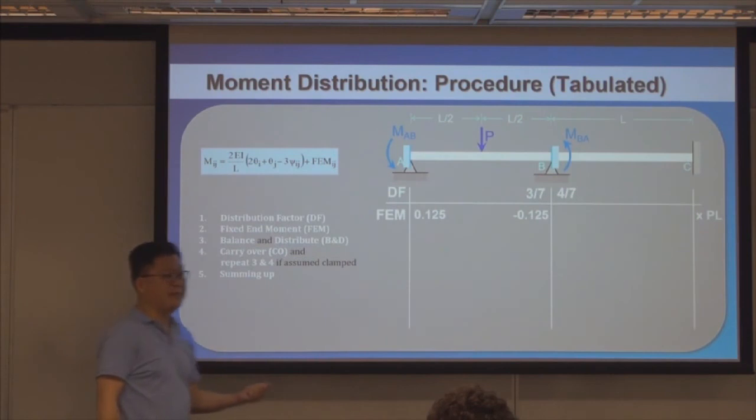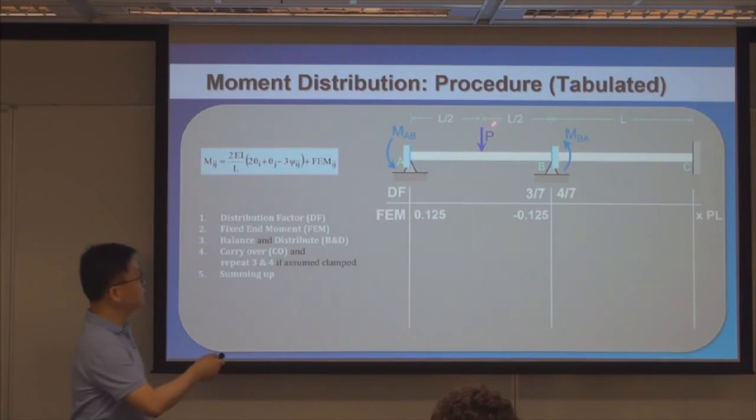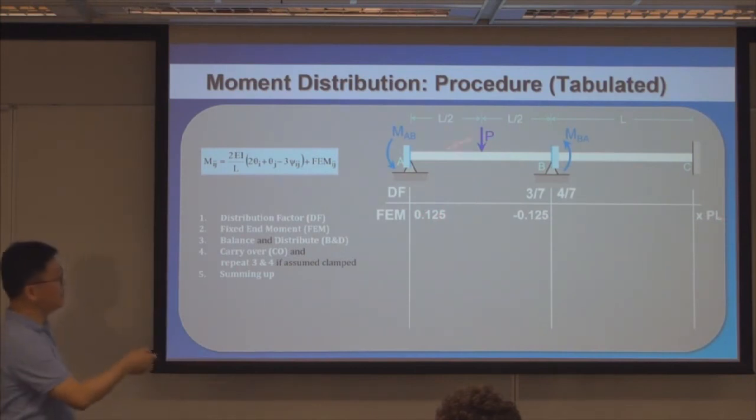You need to memorize that a concentrated load at the midspan gives you PL over 8. For a distributed force, it is WL squared over 12. So this is PL over 8, which gives you 0.125 PL. This is the fixed end moment that you calculated using slope deflections. All the others are equal to 0; only this loading has effects here.